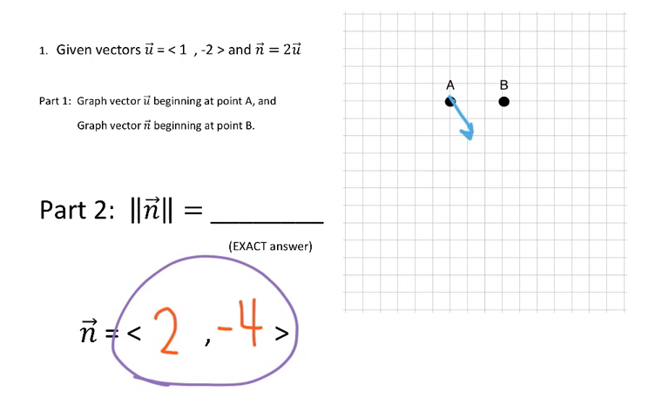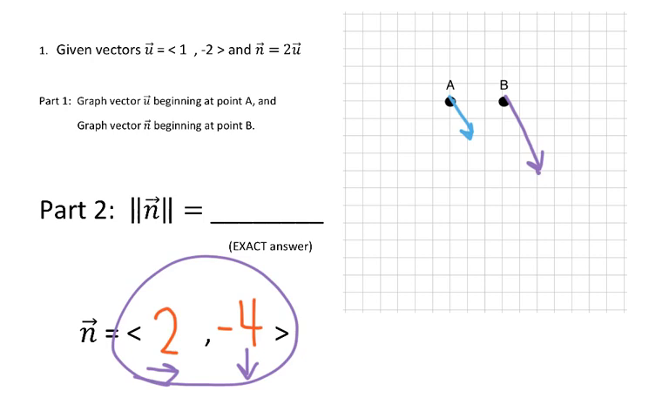So here we go. This is telling me I'm going 2 to the right, and I'm going down 4. So 2 to the right, down 1, 2, 3, 4 is right here, and there we go. Same direction, but it does look twice as big. So I have a good answer there.